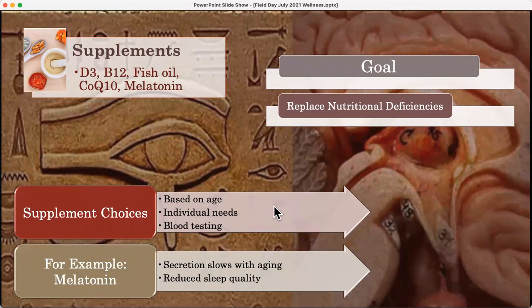And then, of course, lastly, the supplements to replace the nutritional deficiencies. One of the things that happens with aging particularly is that the pineal gland in the brain stops producing melatonin at the rate that it produced it earlier in age. So for some of these elderly people, they will start them on melatonin to enhance sleep quality.